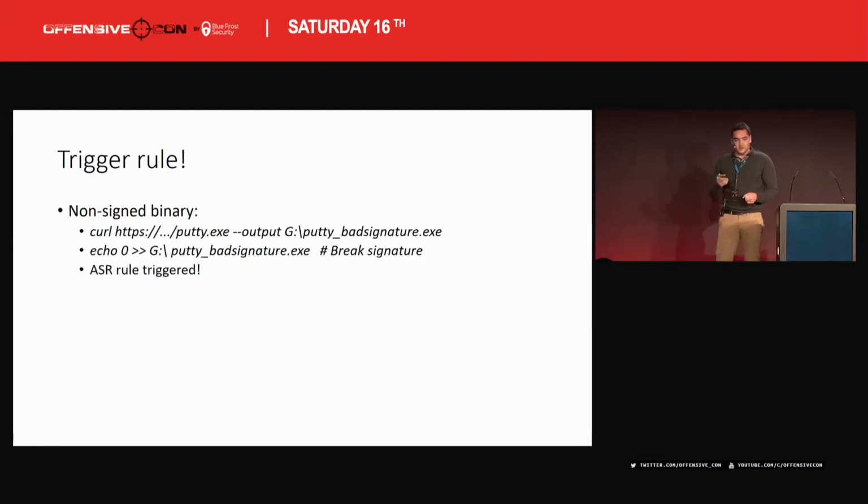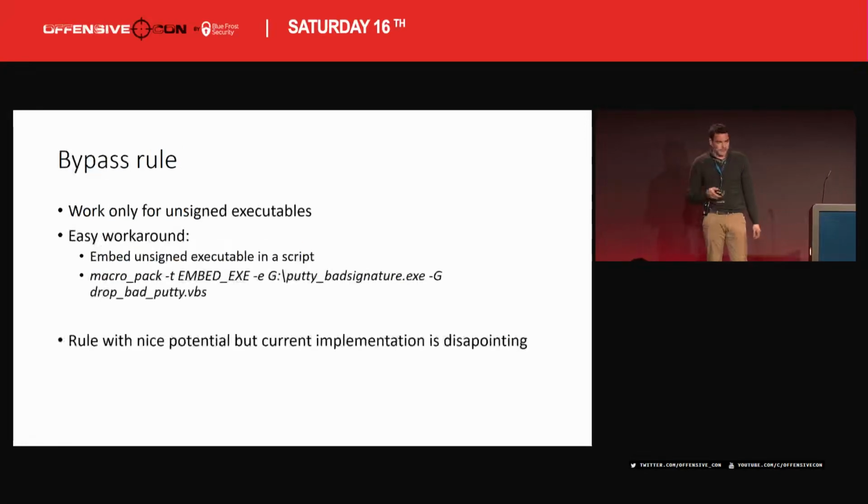What finally triggered the rule is an unsigned binary or a binary with a bad signature. So for example, I append 0 to PuTTY. And this triggers the rule. So it's very limited in its functionality. And so it's pretty easy to bypass. It works only for unsigned executables.